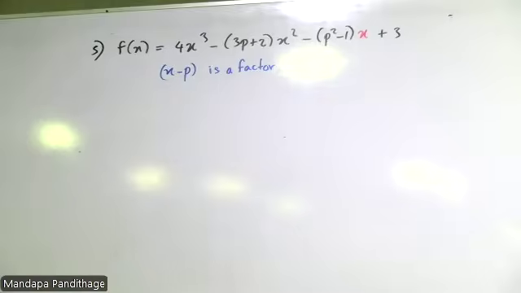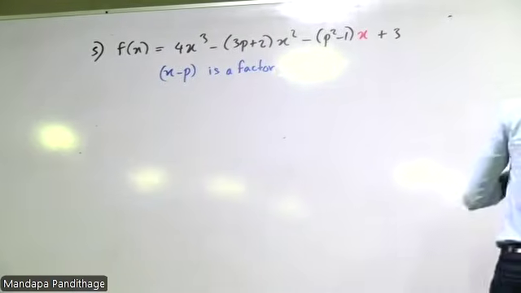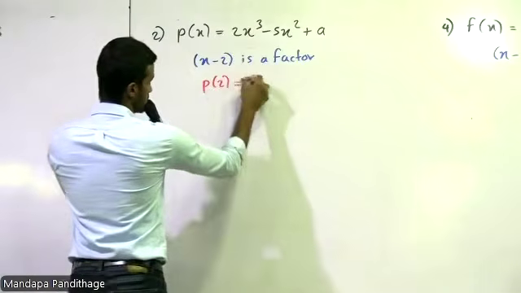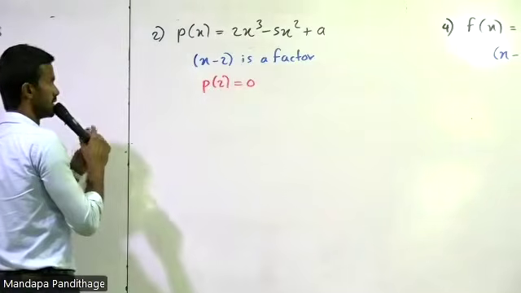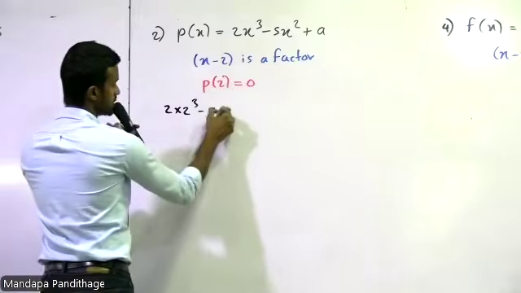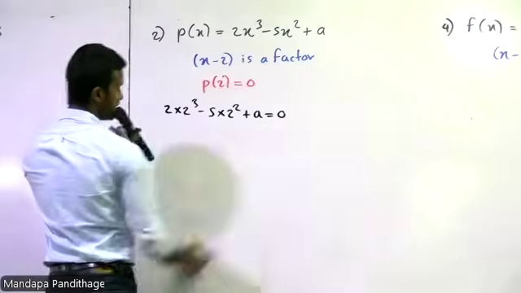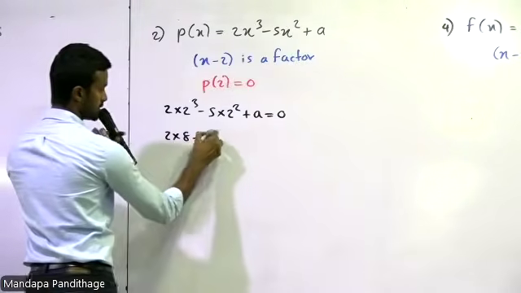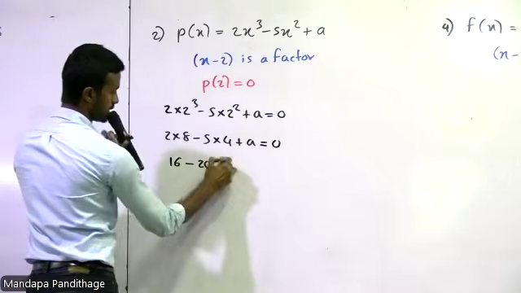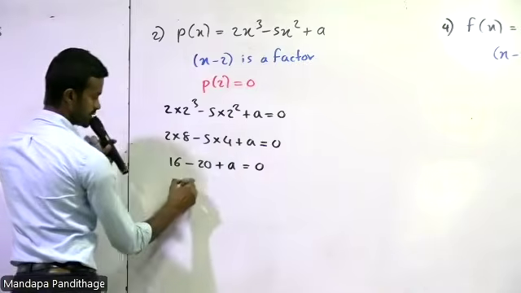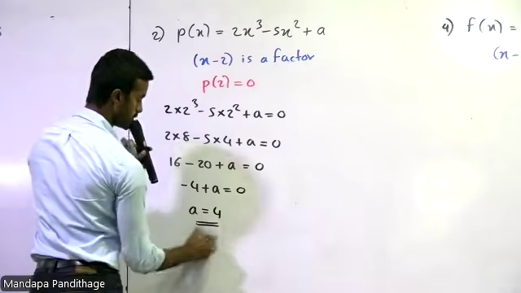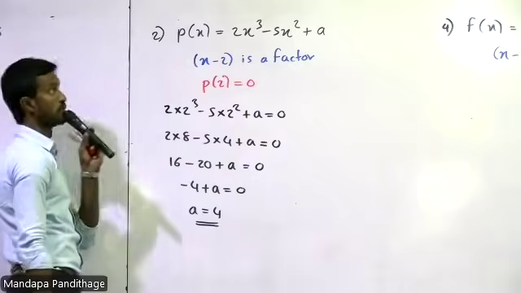So if I do question number 2, x minus 2 is a factor of p(x), which means p(2) is equal to 0. Then if I put x equals 2 here, 2 times 2 cubed minus 5 times 2 squared plus a is equal to 0. This is 16 minus 20 plus a is equal to 0. So minus 4 plus a is equal to 0, a is equal to 4. So I get a is equal to 4. Okay, hands up, got a equals 4 in question number 2.